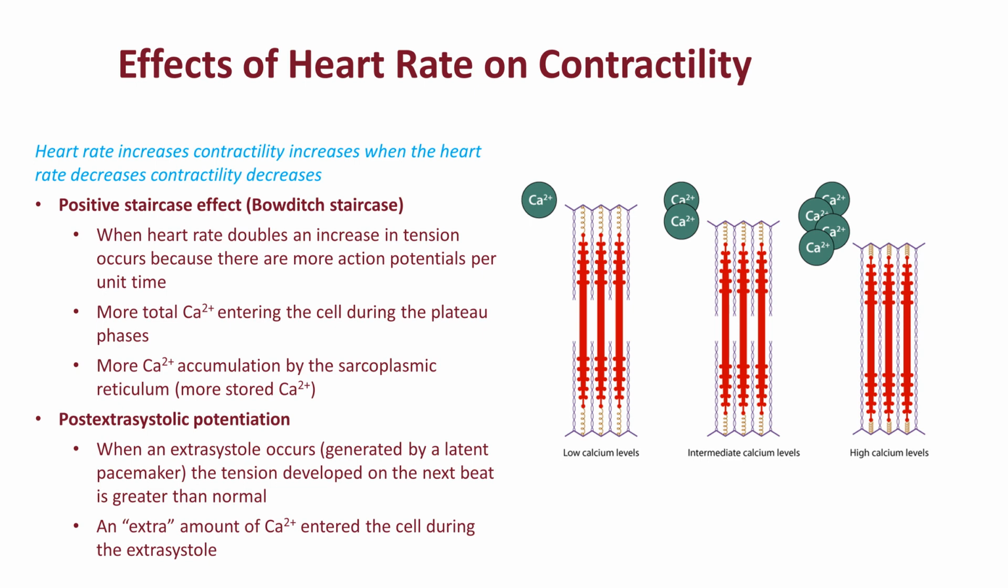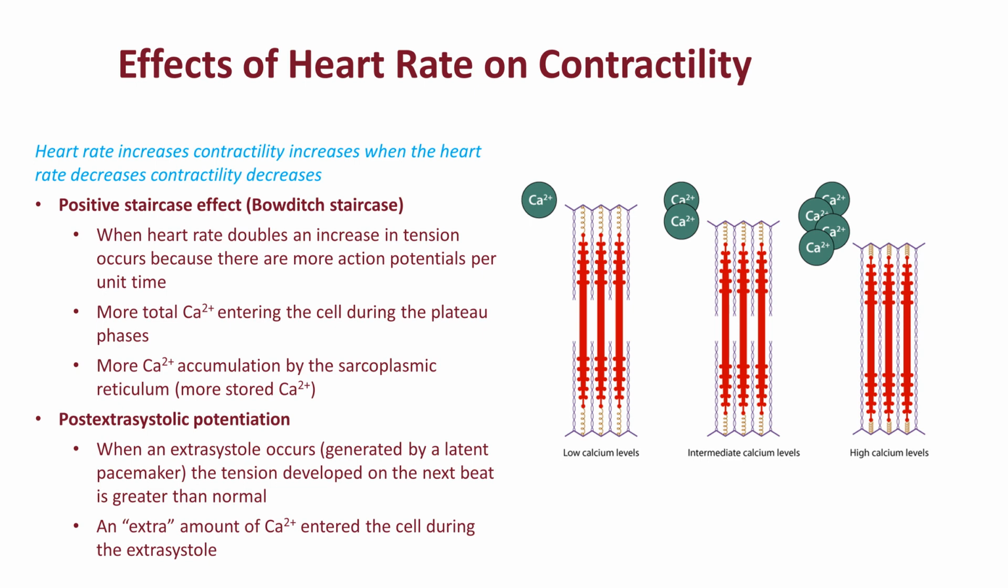When the heart rate doubles, an increase in tension occurs because there are more action potentials per unit time. That means more calcium is entering during the plateau phase, and there is going to be more accumulation of calcium inside the sarcoplasmic reticulum. That allows a more forceful contraction. There's a staircase-like growth as you allow more calcium to go in, allowing more tension to be generated and more firing to occur. So there's a staircase manner of treppe that can be seen.